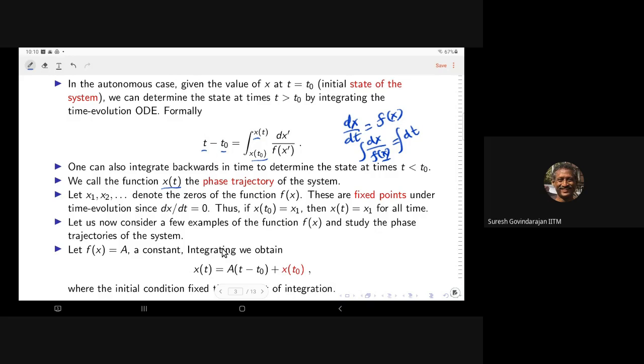Okay, so let us look at the zeros of this function f of x. The reason will be clear in a moment. So let's say f of x vanishes for x1, x2, and so on. These are called the zeros of f of x, and these are called fixed points under time evolution. Why is that? Because if x at t naught is equal to x1, then x at time t equals x1 for all time. So that's why it's called a fixed point.